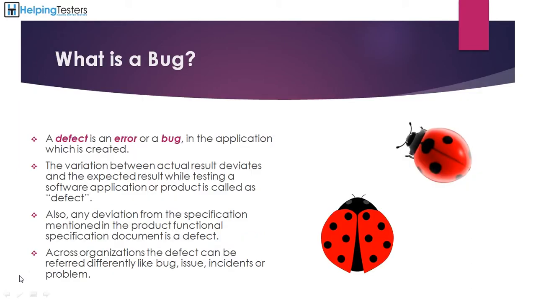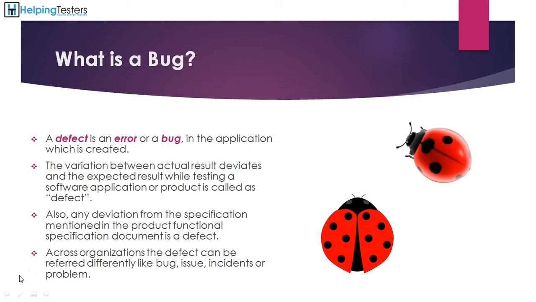Bug. What is a bug? A bug is nothing but a defect, an issue, an incident, an error. Everything is called a bug. It can be called in different ways based on the organization's format. Each and every organization uses a different term to identify a defect. They could say defect, a few will say a bug, a few will say an issue, a few will say an incident.